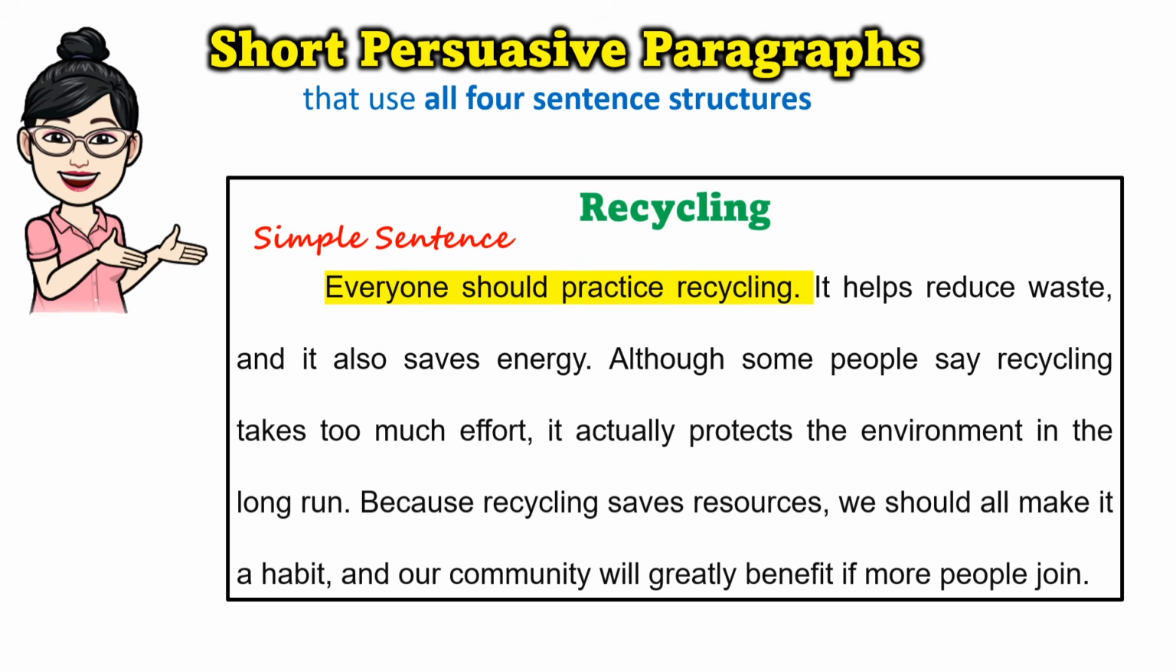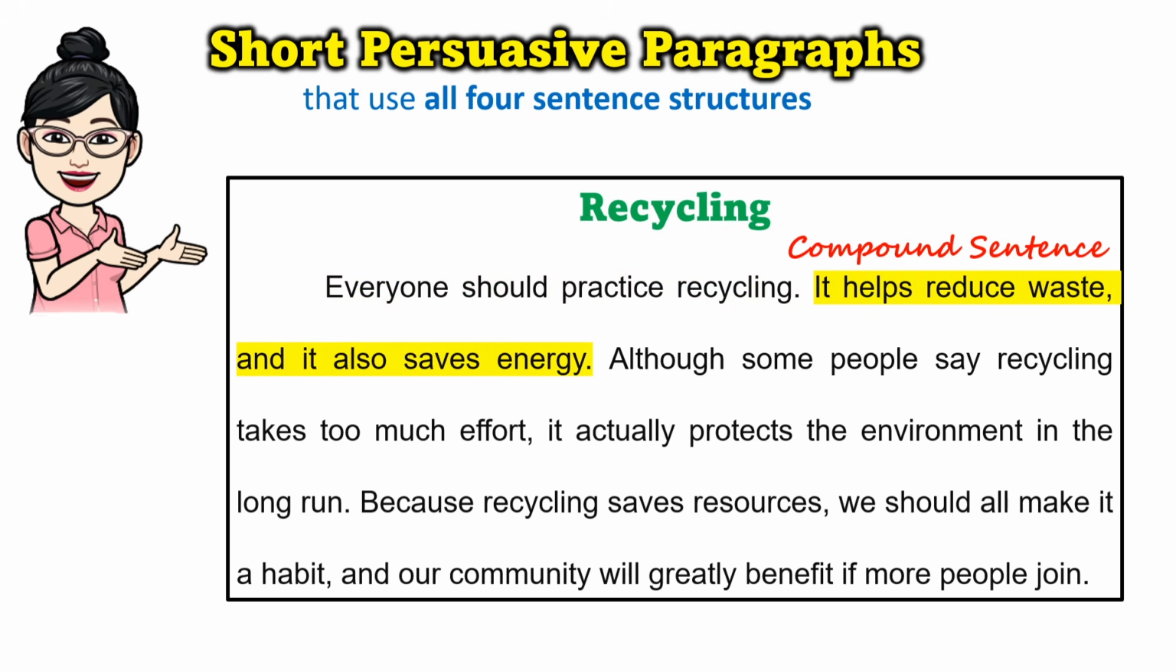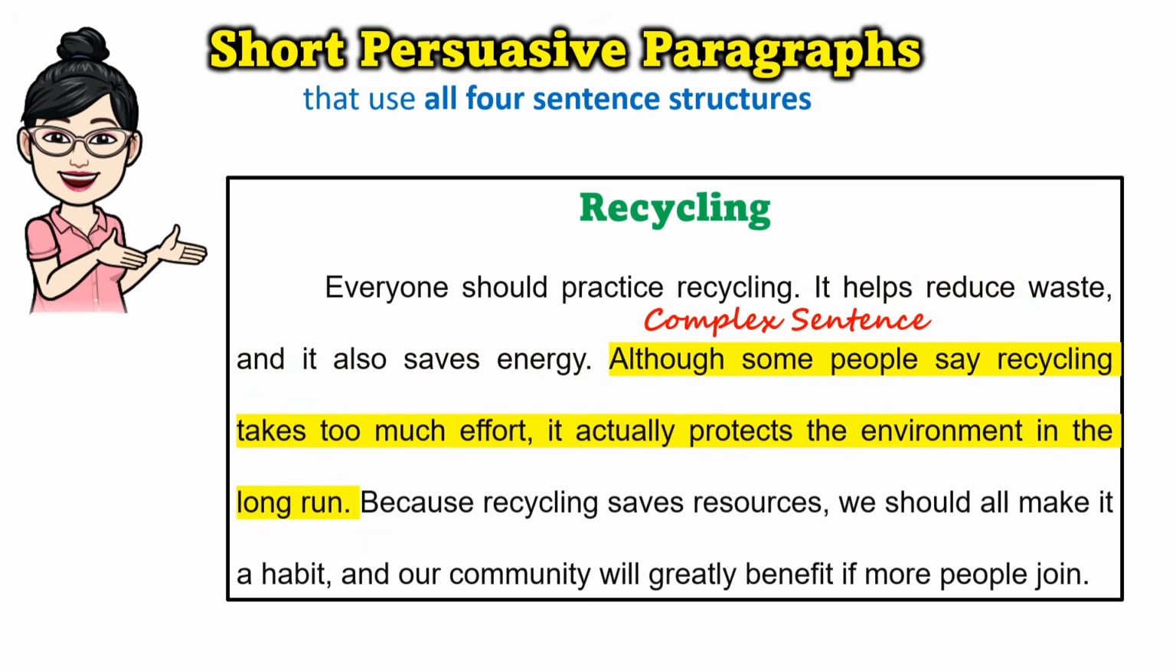Meanwhile, here are some short persuasive paragraphs that use all four types of sentences. I will label them so you can easily identify each one. The first paragraph is about recycling. Let's begin reading. Everyone should practice recycling. It helps reduce waste and it also saves energy. Although some people say recycling takes too much effort, it actually protects the environment in the long run.